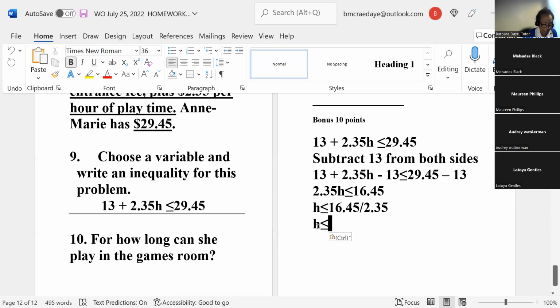So how long can she play? Number 10 would be 7 hours, right? Because she can't play more than that based on how much money she has. So 10 would be 7 hours.